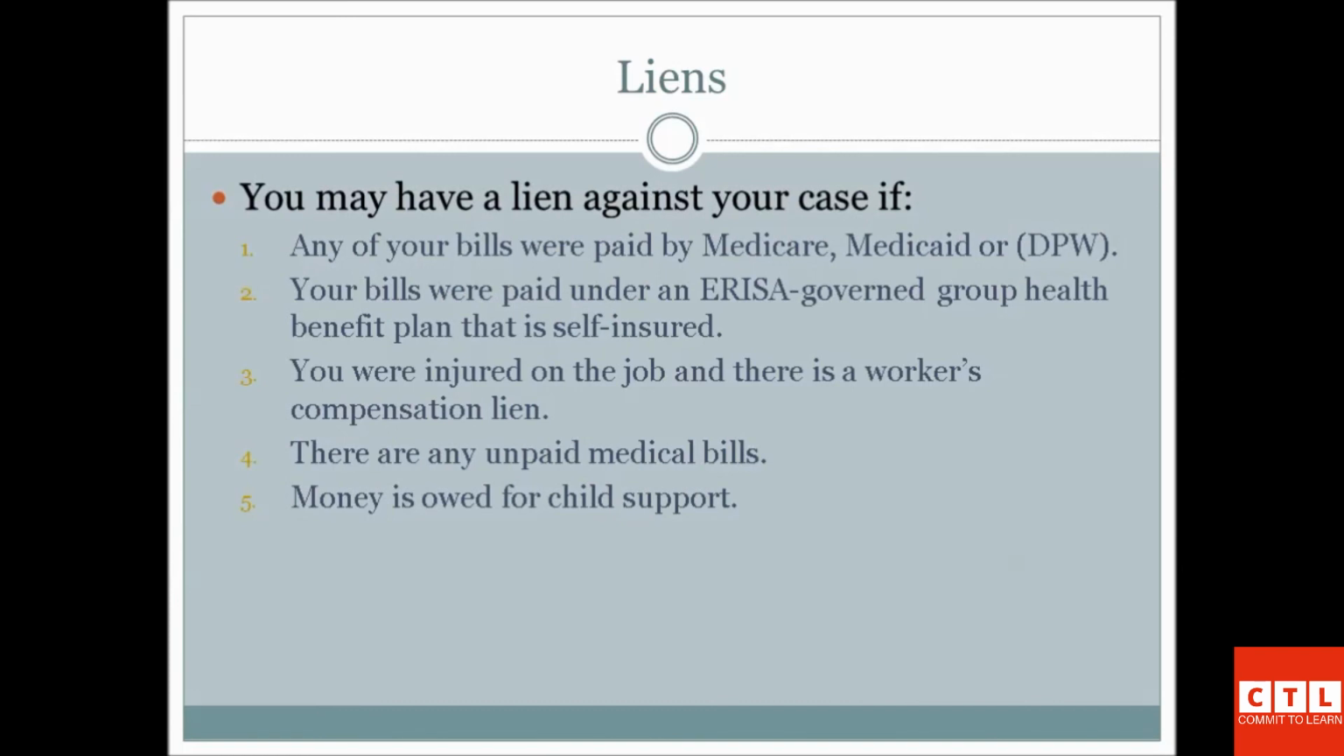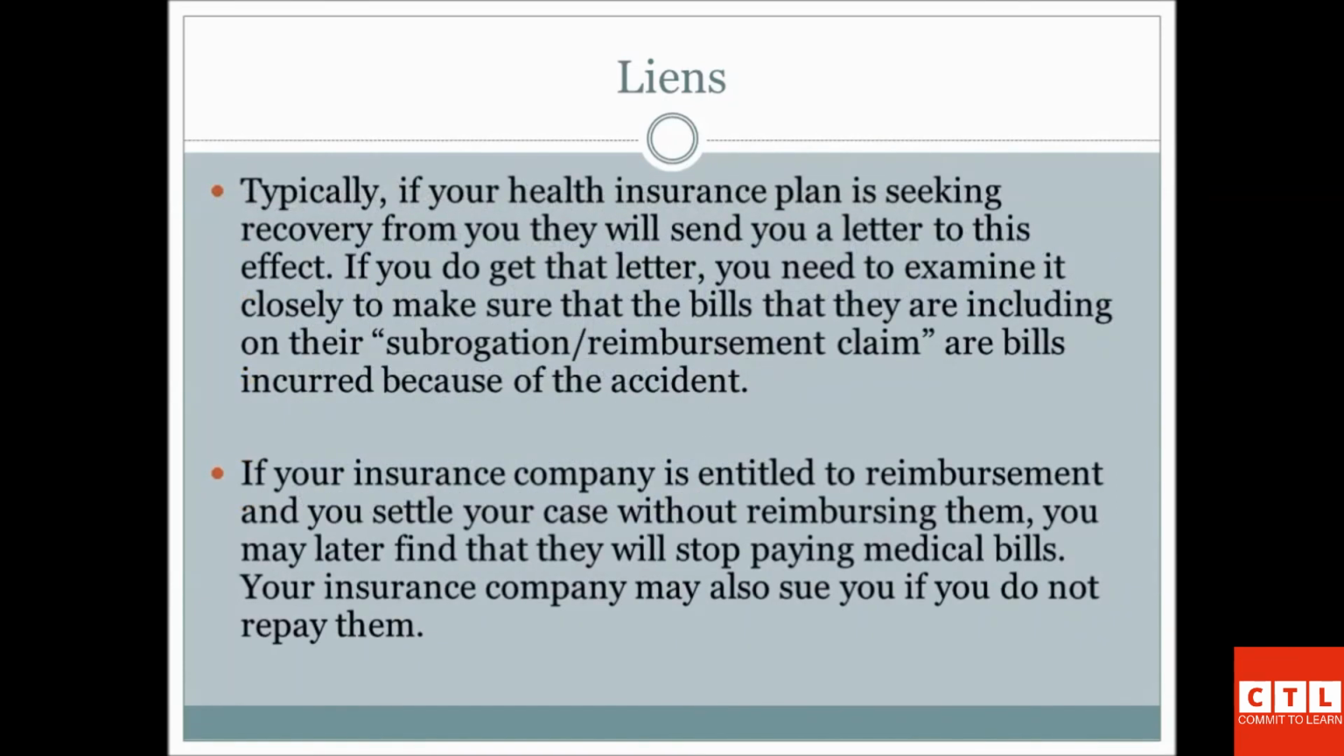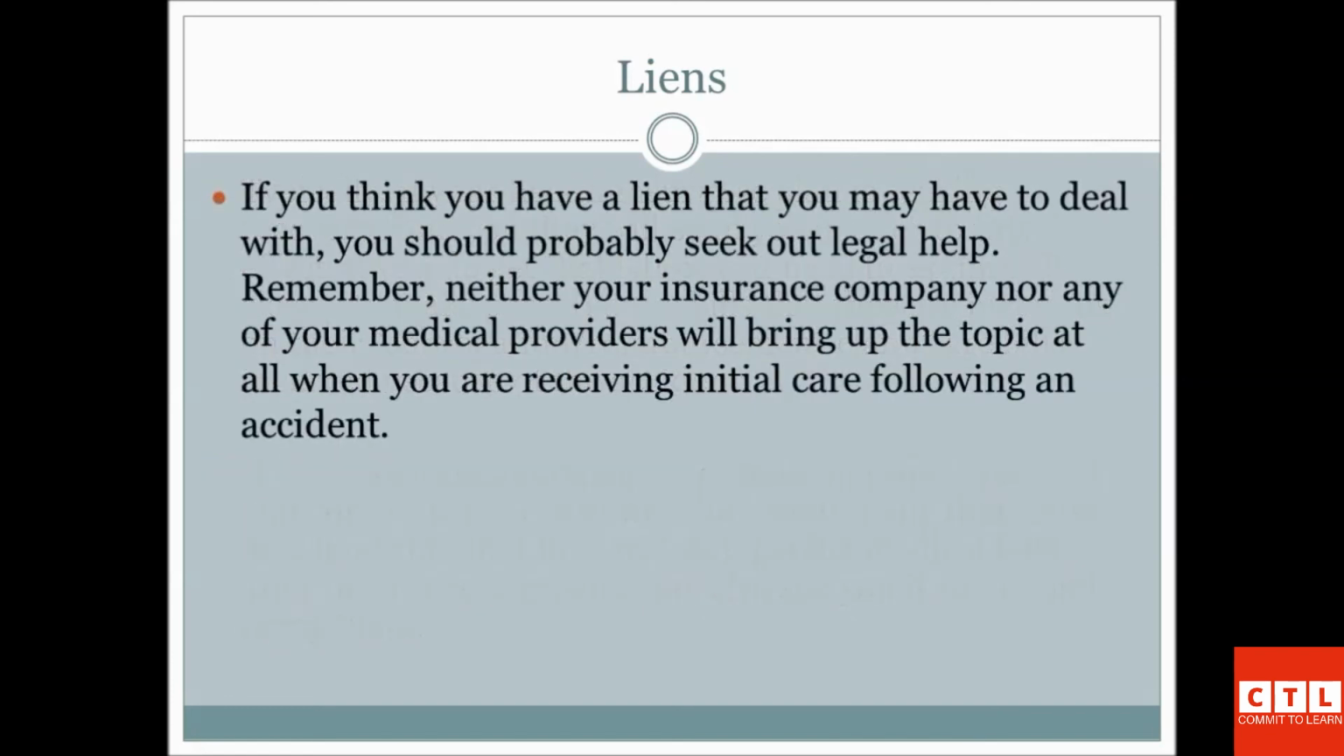A subrogation lien is a legal right of reimbursement that a health insurance company has, a disability insurance company has, workers' compensation insurance companies have, the Department of Public Welfare and Medicare have, and these entities attach the settlement or verdict obtained by the personal injury victim.